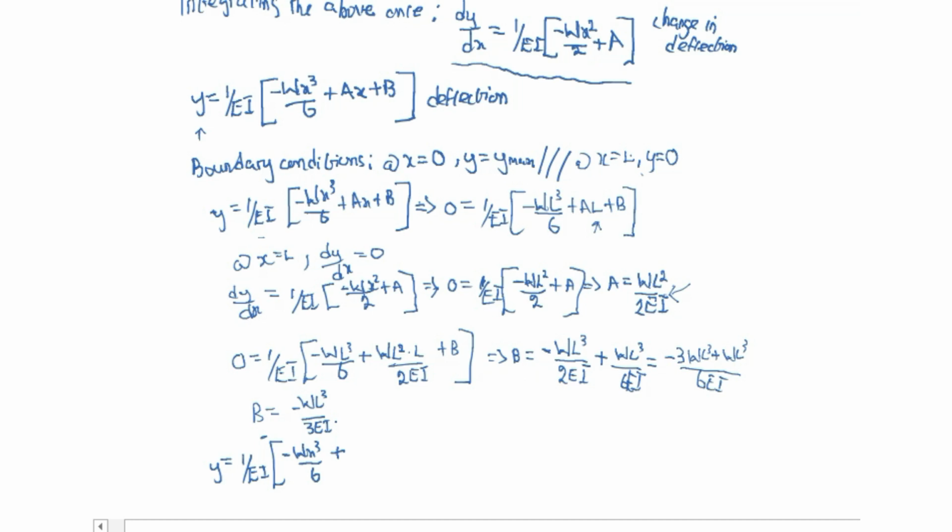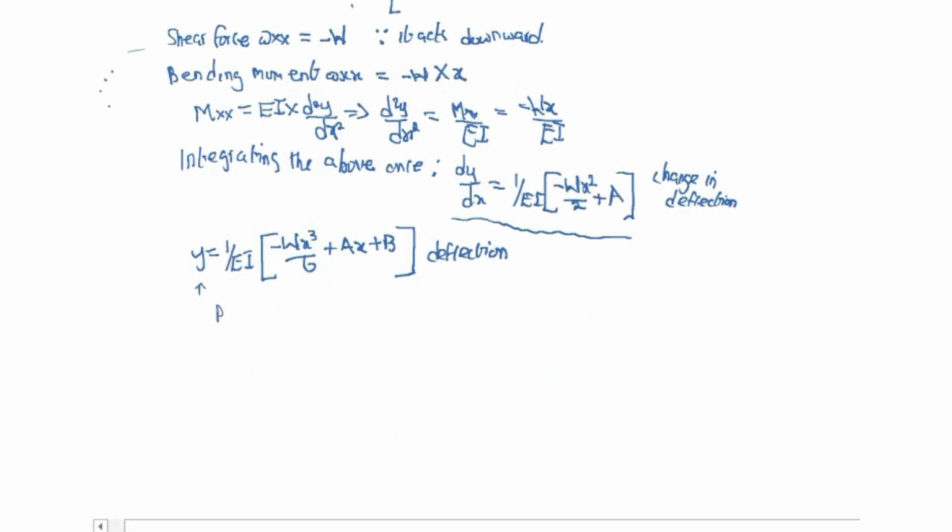So we have wl squared over 2ei, right? Then minus w, there should be an x here, x minus b, wl cubed over 3ei, right?